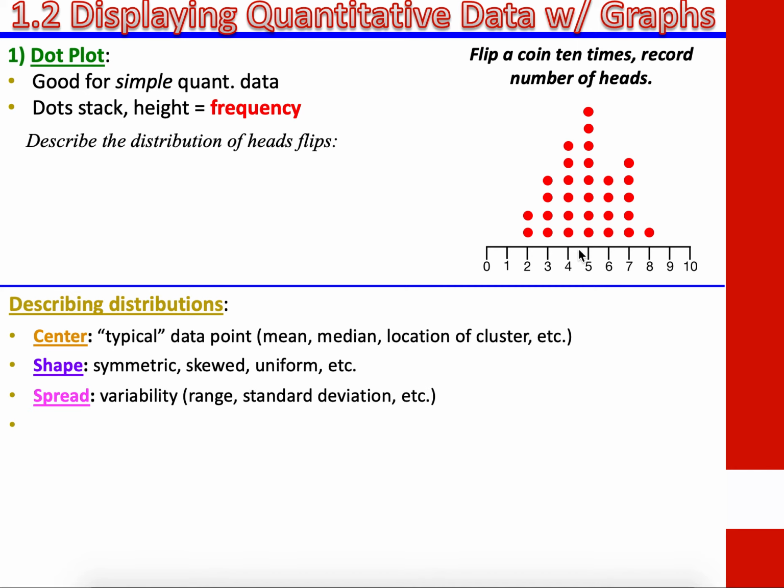Another thing is the spread, right? You certainly know a measure of variability as range, but we'll talk about more advanced terminology and calculations for that in the future. But for right now, remember that the range is just the max minus the min. So because everything here goes from 2 to 8, we would have a range of 6.